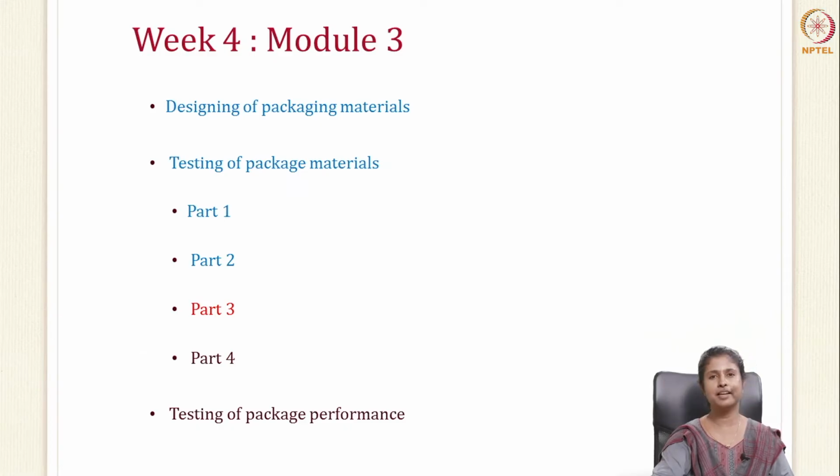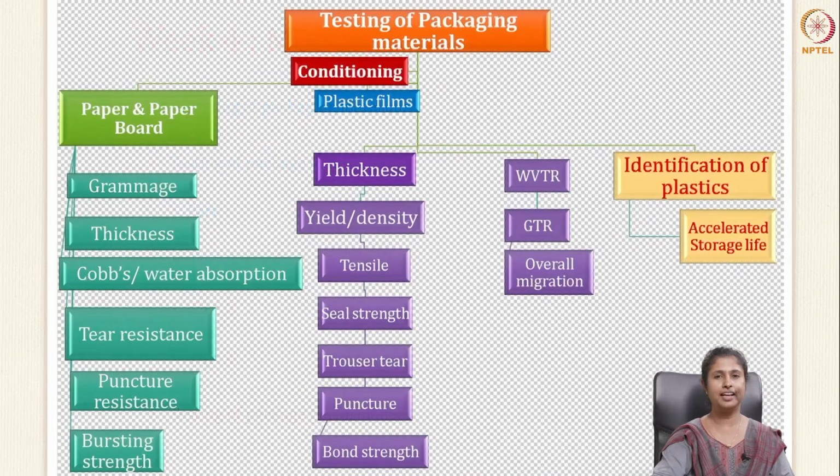We've gone through some of the testing of packaging materials in parts 1 and 2. A quick recap of what we did. We talked about testing of paper and paperboards and plastic films. Both these tests were concerned with the strength of the packaging material.